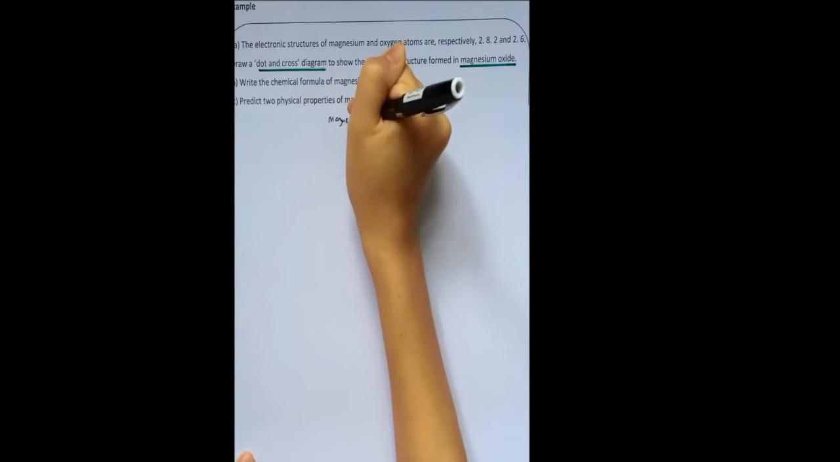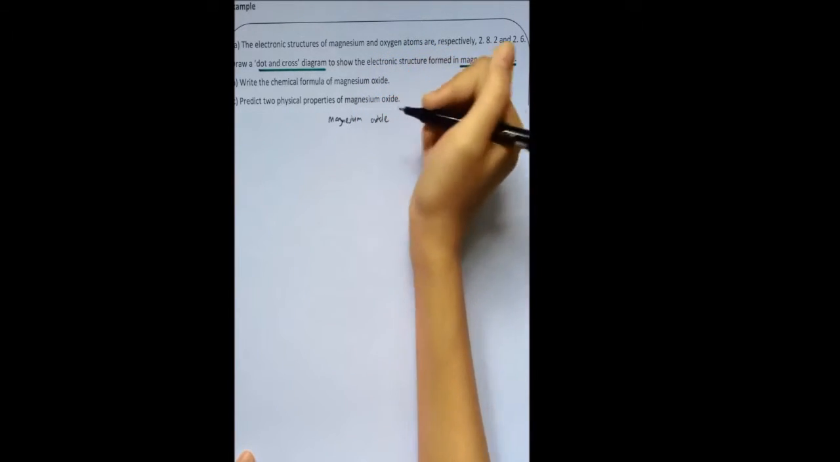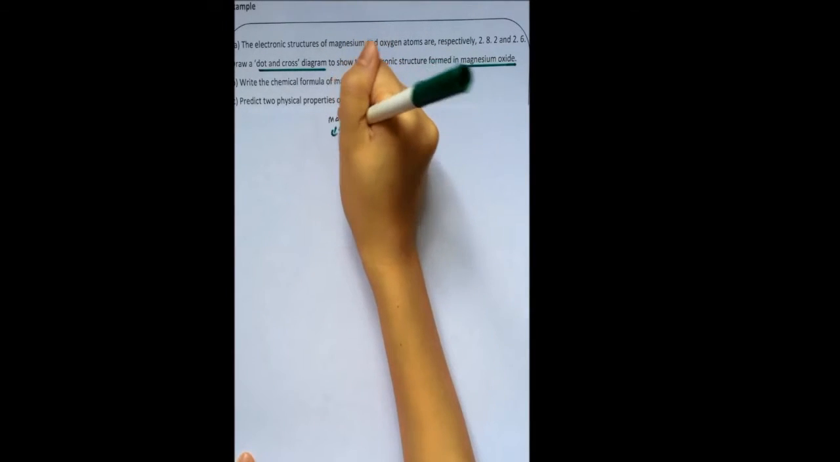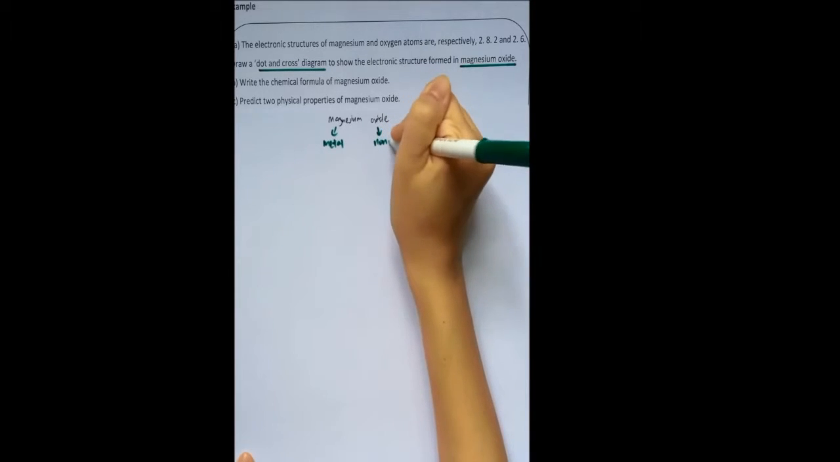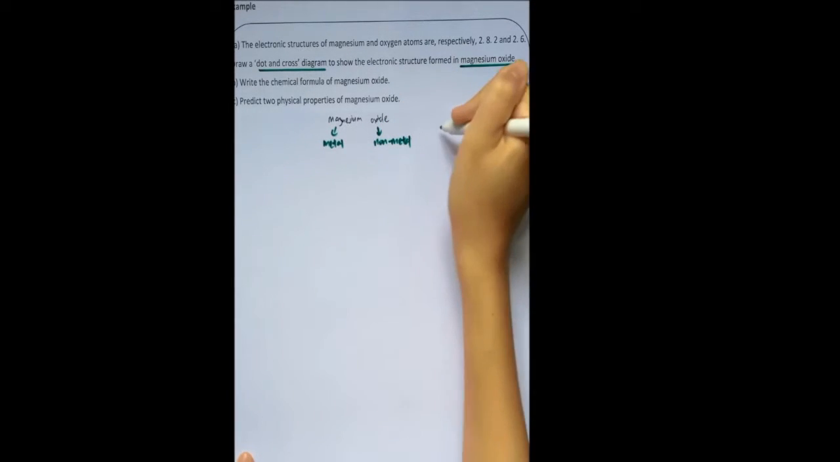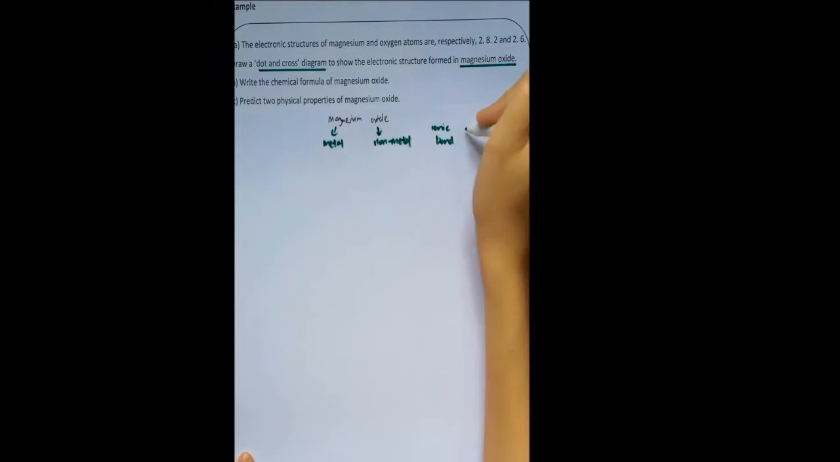watch through the steps. So before we draw a dot and cross diagram, we must ask ourselves, is it ionic? Ionic means a metal and a non-metal. So magnesium is our metal. Oxide is from oxygen, that would be our non-metal. You can refer to the periodic table, referring to the zigzag line. So metal and non-metal means it's an ionic bond, therefore we will draw our ions.